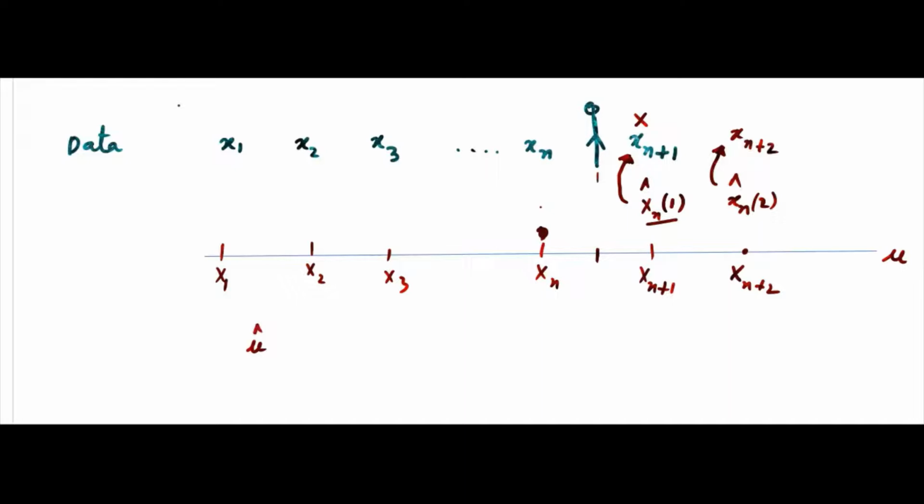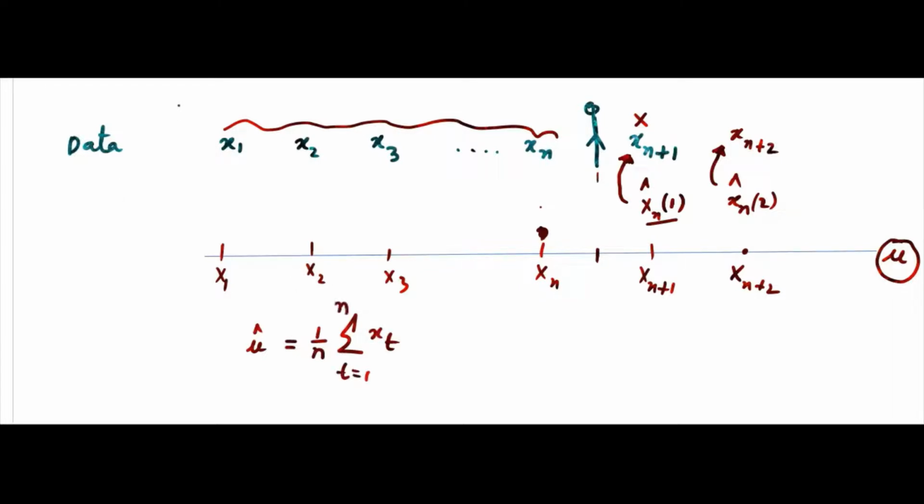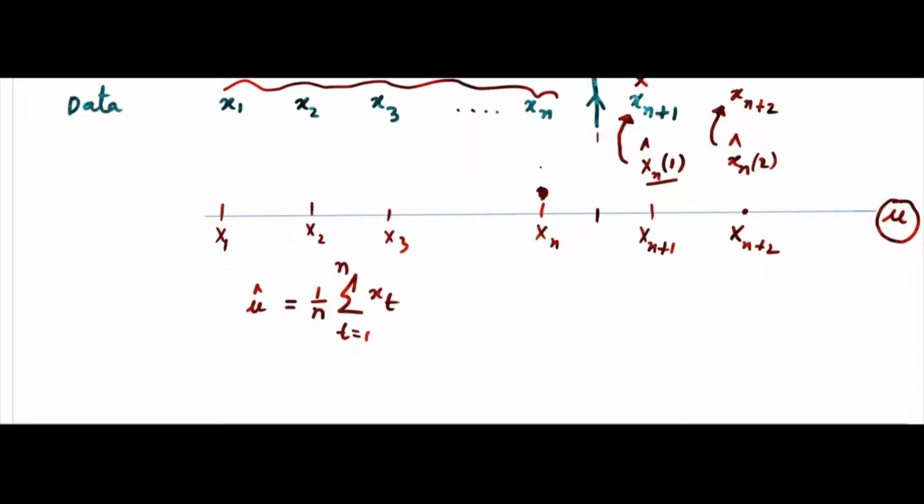So how can you estimate mu? Because mu is the mean of the process, whatever data we have, we'll estimate mu from that. A simple average will do: mu hat, the estimate of mu, will be the summation of xt, that is, 1 upon n times the sum of xt, t from 1 to n. That way you can estimate mu, and you also need to estimate the autocorrelations.